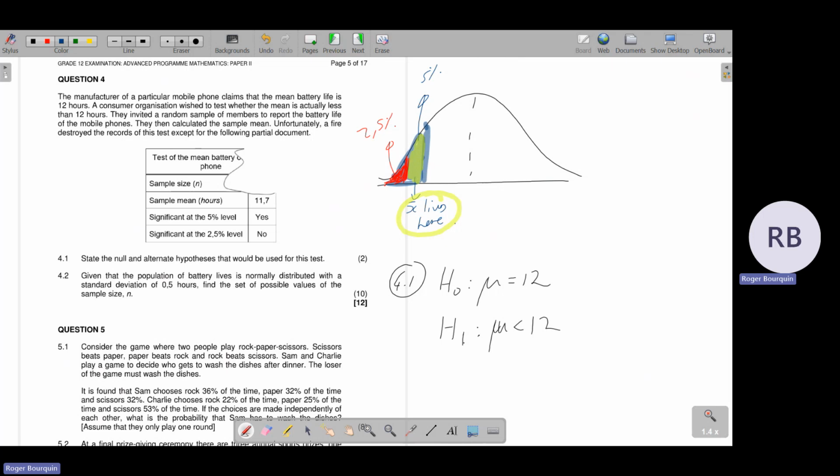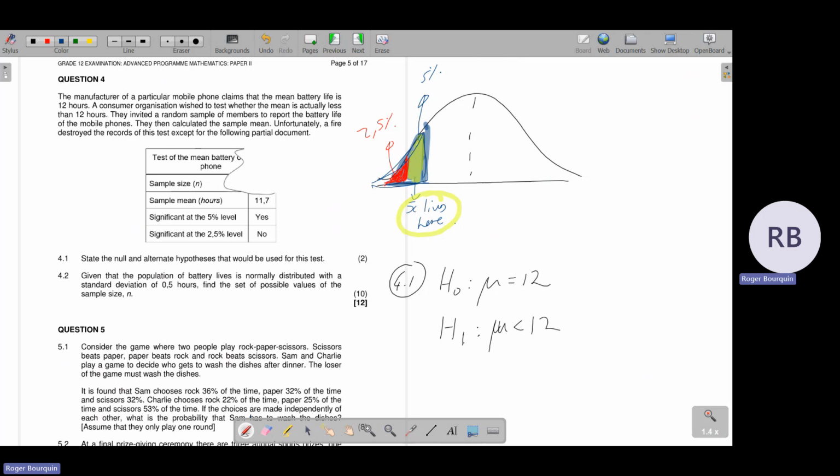Because it says it's significant at the 5% level, which means it falls into this blue region over here. If this represents an area of 5%, it's something significant, it falls into that significant area, right? So it falls into that 5% area, but it doesn't fall into the 2.5% area, so it must live in that yellow region over there.